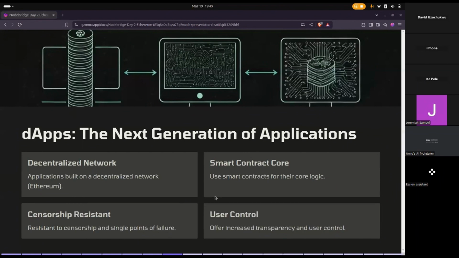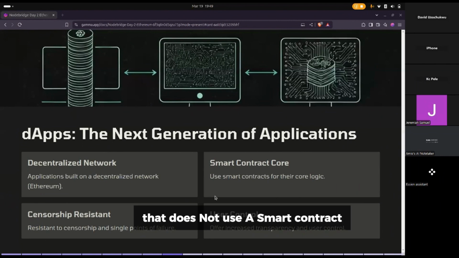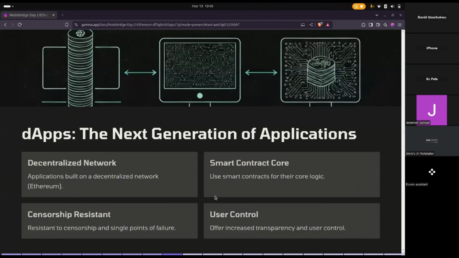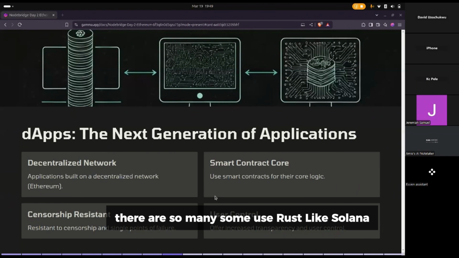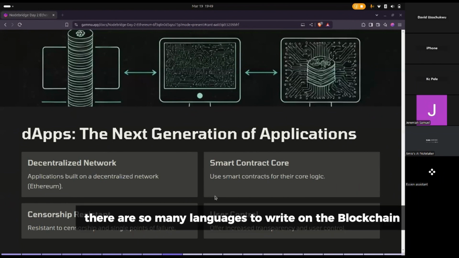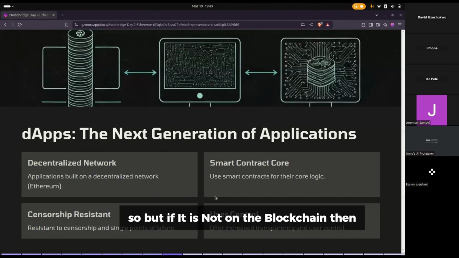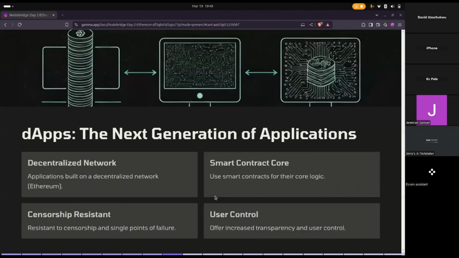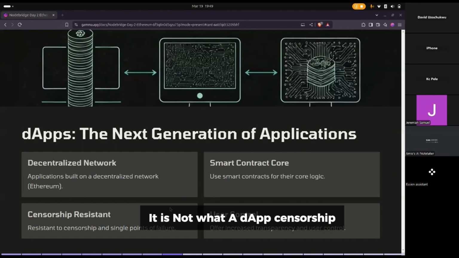So any application that does not use a smart contract, or is not deployed on the blockchain, is not a dApp. Because some don't use Solidity, some use Vyper, some use Rust like Solana. There are so many languages to write on the blockchain. But if it is not on the blockchain, then it is not a dApp.